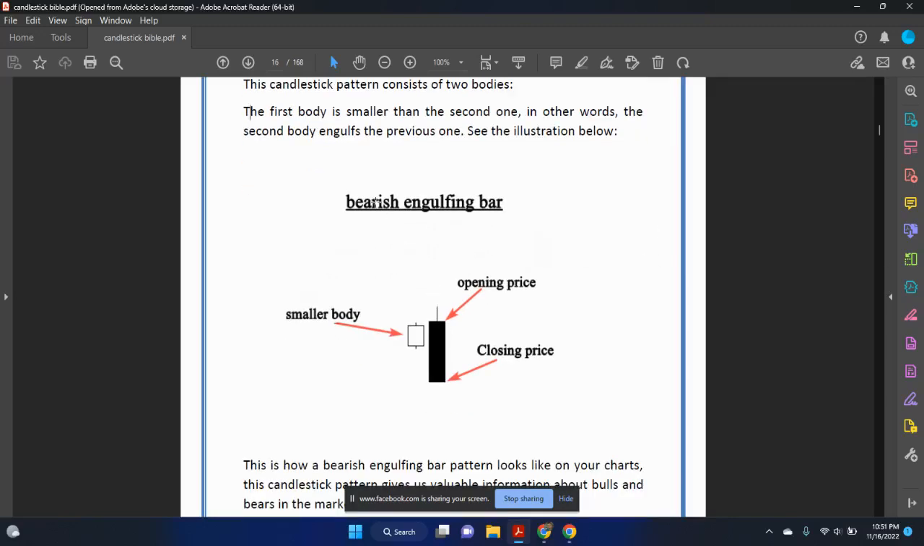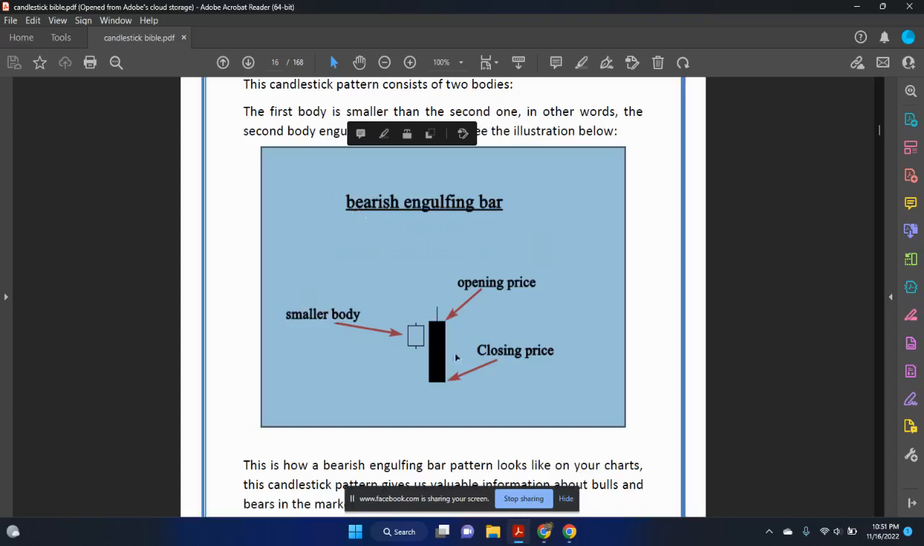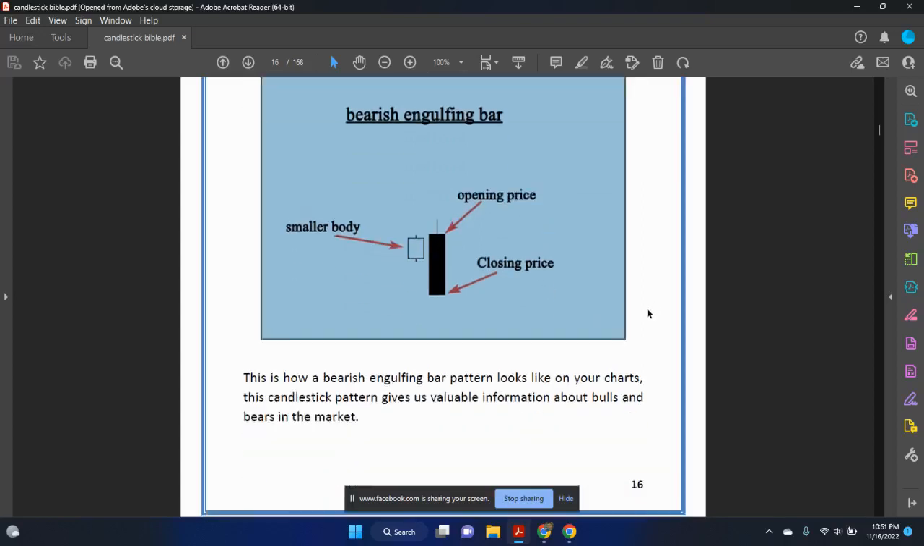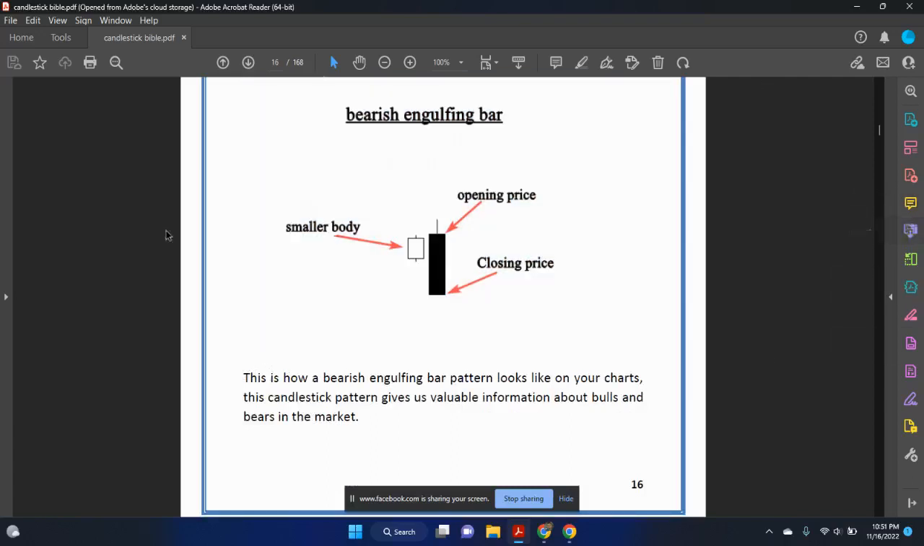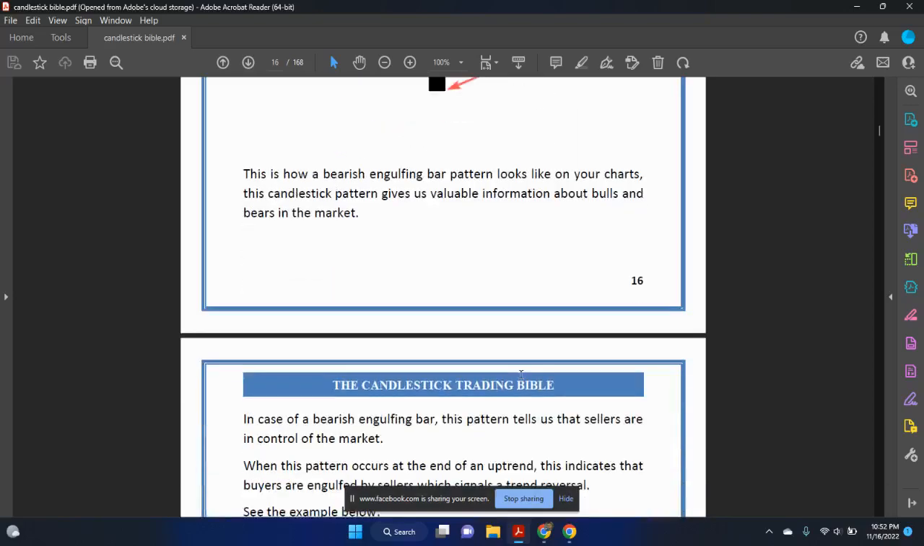So this is bearish, right? It's going to go down because our bears go down. It's engulfing this previous candle here. Don't worry about this opening price and the closing price, we'll get to that later. I just want you to see the illustration. This is how a bearish engulfing pattern looks on your charts. This candlestick pattern gives us valuable information about bulls and bears in the market.